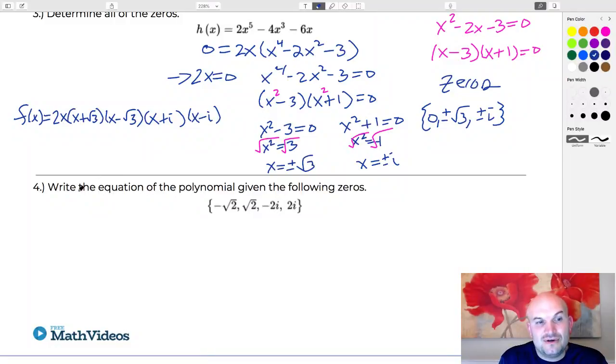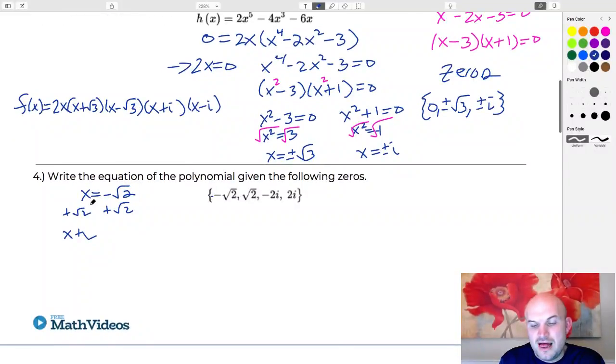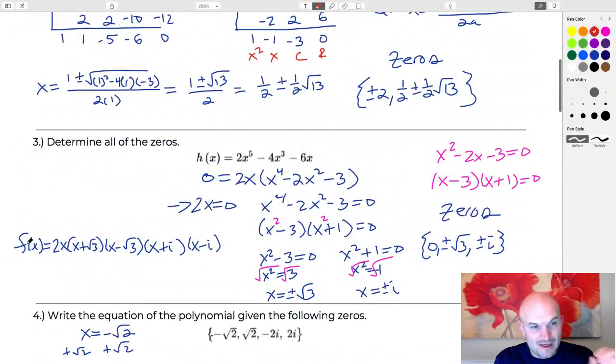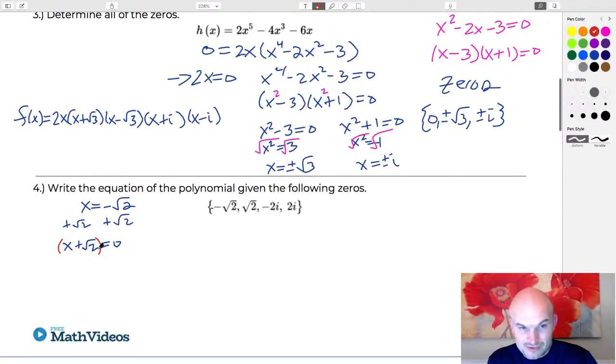All right, and again, this comes back to the point I was talking about before. These are all zeros. You can see these ended with x equals plus or minus the square root of 3. So let's just pick one for a second. x is equal to the negative square root of 2, right? To go from the zero to the factor, all I need to do is set it equal to 0. And I get x plus the square root of 2 equal to 0. This is my factor. And again, a product of factors multiplies to give you your polynomial. Right? The product of your factors gives you your polynomial. So this was one of them, right?